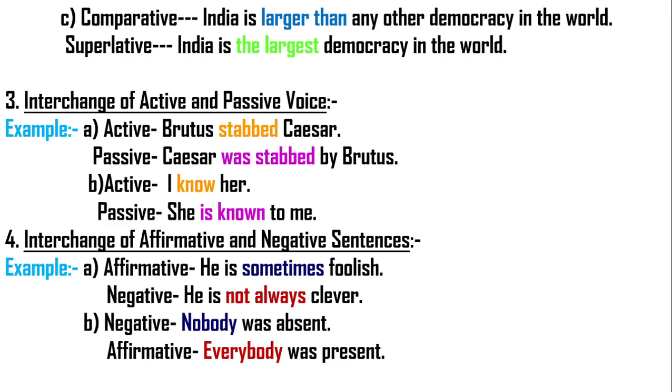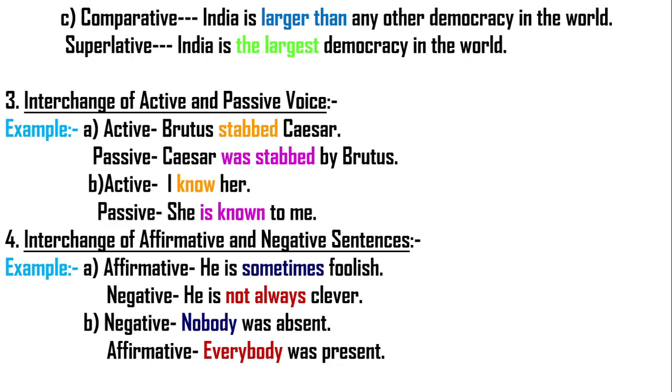Just see the second example. I know her. Know here is present tense. So when we are changing into passive form, she is known to me. She, the object, becomes the subject. She is known to me.